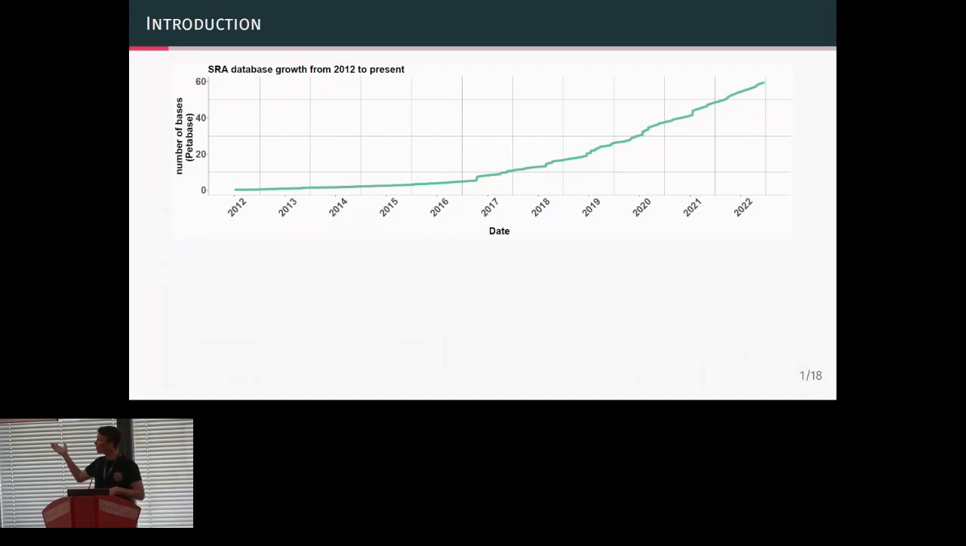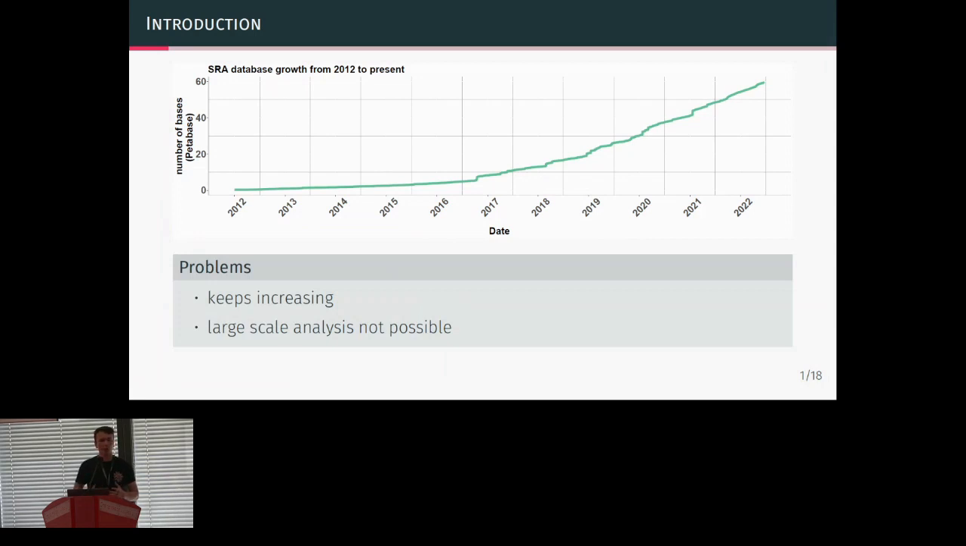So a bit of an introduction first. As you may know, the SRA database has been growing increasingly in the past years, and we've now around 72 petabases stored on the database. Such an amount of data is really hard or impossible to analyze as such now, and we need new methods to analyze massive amounts of genomic data.